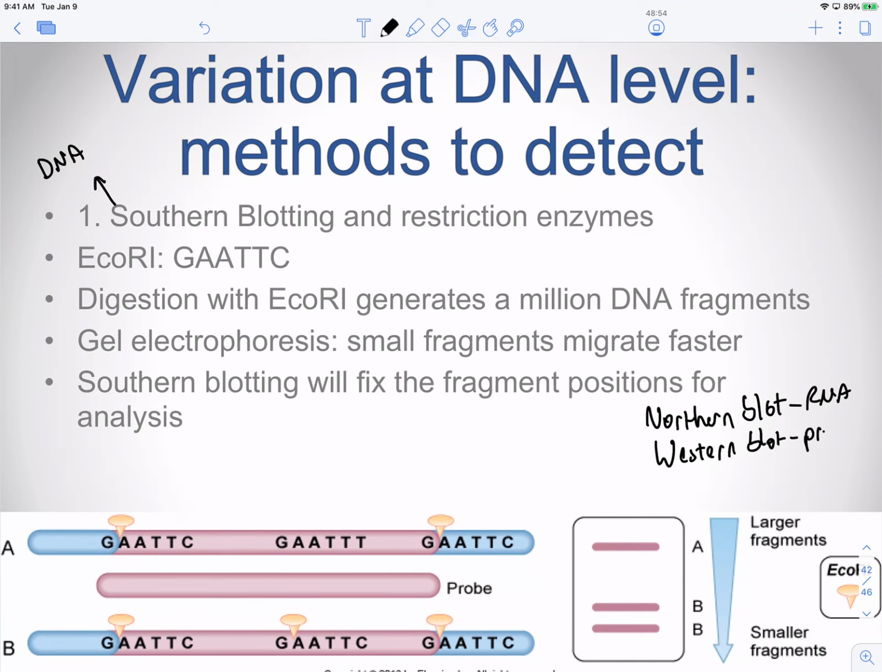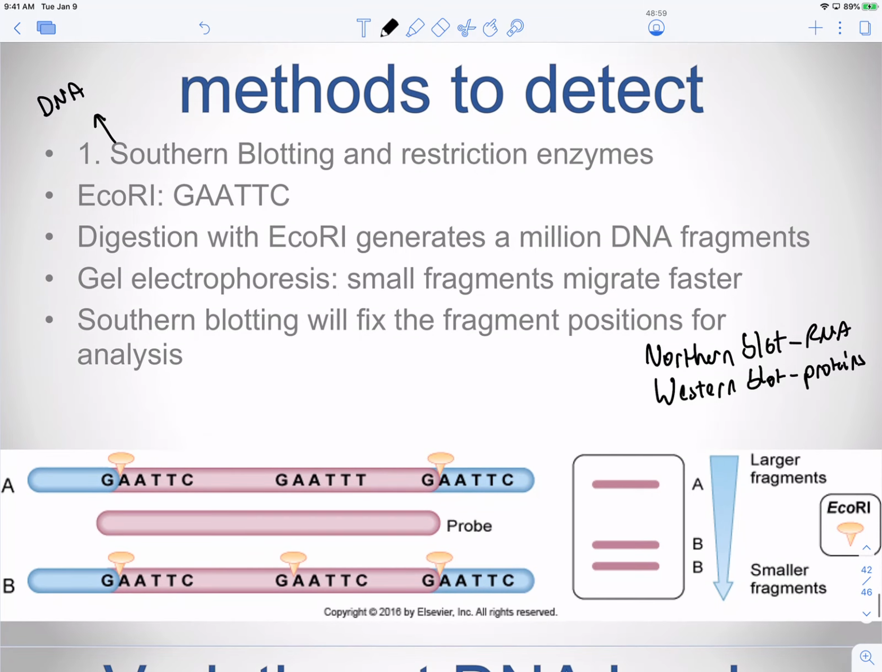which is for proteins. All these blots are doing is basically you have a gel, and in this case it's Southern, so you're going to run your DNA on the gel, and the fragments are going to migrate according to size. The larger fragments will be more to the top, higher, and the smaller fragments will move through the gel much faster.